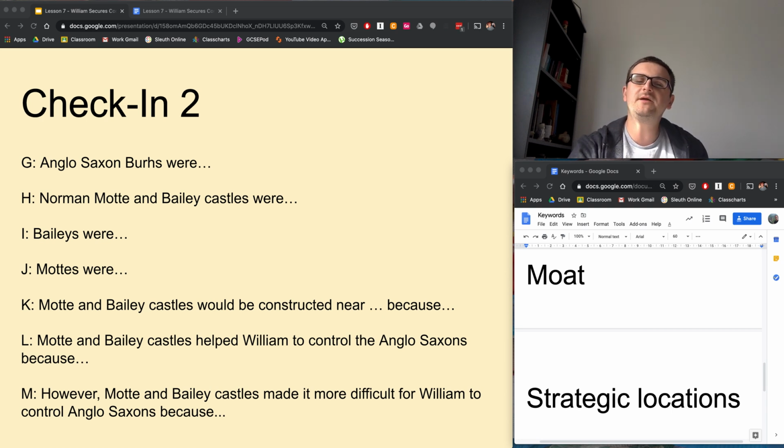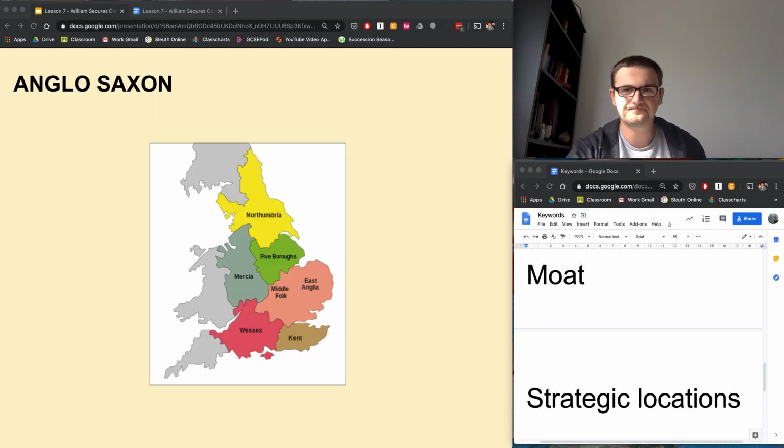Right, we've got one more bit of information to talk you through, the last bit, and I'm going to talk you through what William did to change the system of earldoms. Now again, I'm going to start by telling you about Anglo-Saxon England. I'm going to explain what earldoms were like before William took control. The map you can see on the screen is the earldoms that existed before William's invasion. You've got Northumbria, you've got Mercia, which we've mentioned before, as well as Wessex.